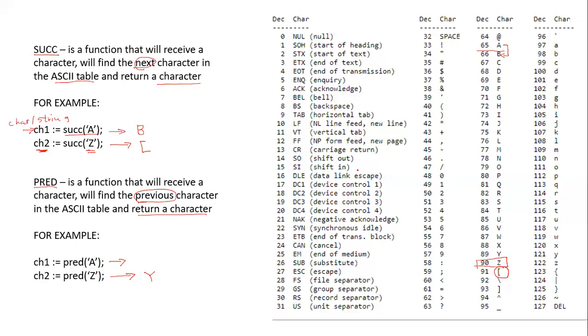Well, let's check it up in the ASCII table. There's capital letter A, and its predecessor is the @ symbol. So this will return the @ symbol. So if we understand the ASCII table, it becomes easier for us to use these predefined string functions.